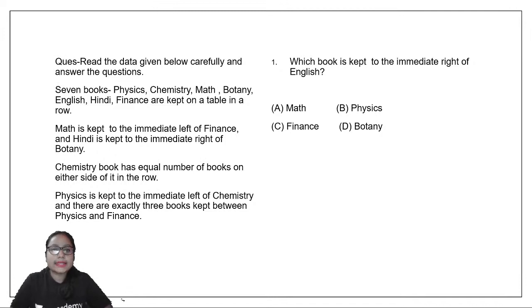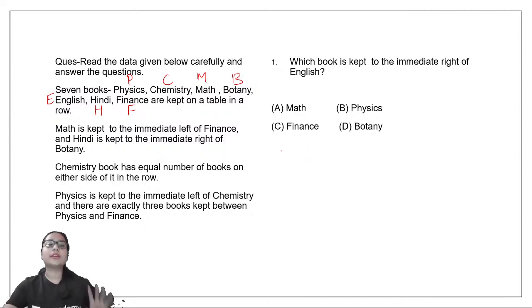Let us read the question. So the question says that 7 books, physics, chemistry, math, botany, English, Hindi and finance are kept on a table in a row. These are all big words, so let us take their short form. I'll denote physics by P, chemistry by C, math by M, and similarly botany, English, Hindi and finance. This is what you also have to do while solving the questions. Writing the entire word will take some time, so let us try to save a few seconds as well.